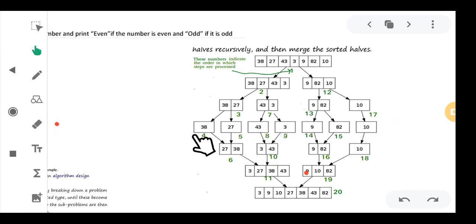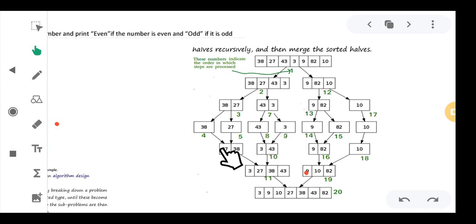Alright, now we will check between these two which is having the smallest number. So 27 is the smallest and 38 is the greatest. So we have arranged among 43 and 3: 3 is the smallest one, then 43 is the largest one. Now among 9 and 82, 9 is the smallest one, 82 is the largest one. Now 10 is there.